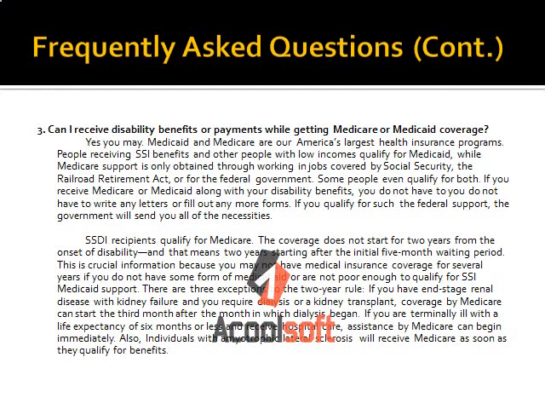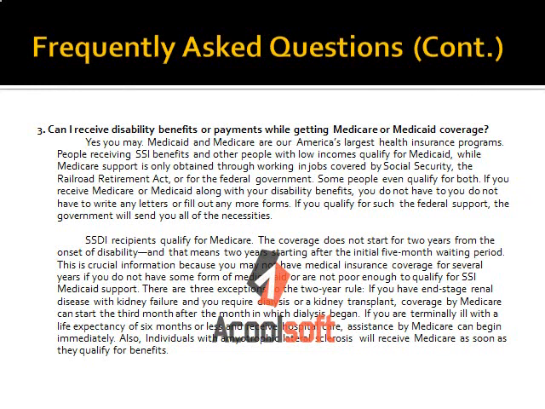Frequently asked questions continue. 3. Can I receive disability benefits or payments while getting Medicare or Medicaid coverage? Yes, you may. Medicaid and Medicare are America's largest health insurance programs. People receive SSI benefits, and other people with low incomes qualify for Medicaid, while Medicare support is only obtained through working in jobs covered by Social Security, the Railroad Retirement Act, or for the federal government. Some people even qualify for both.